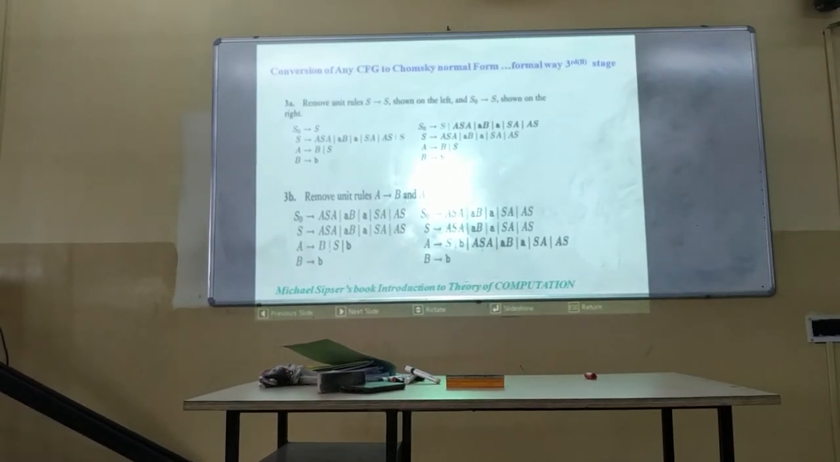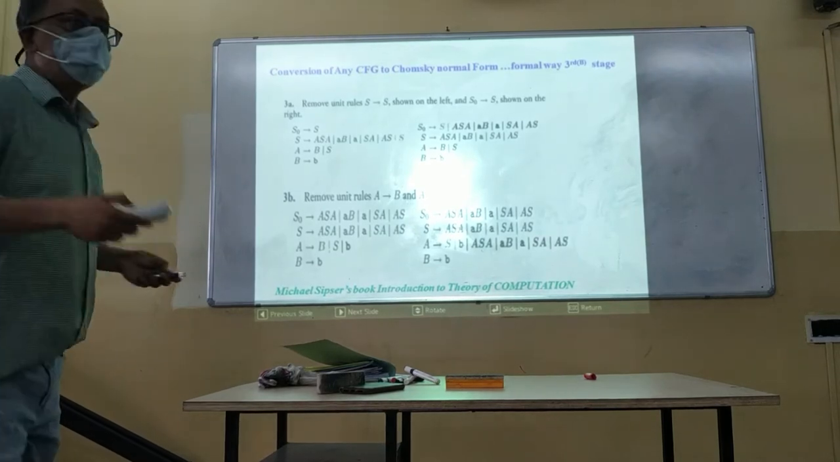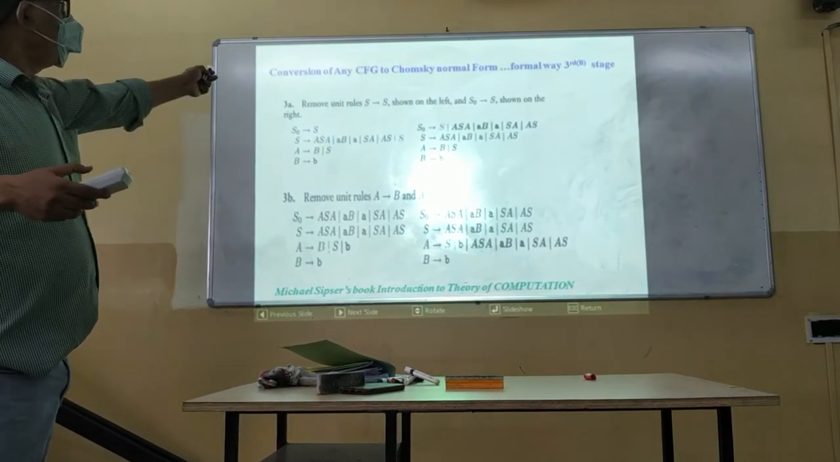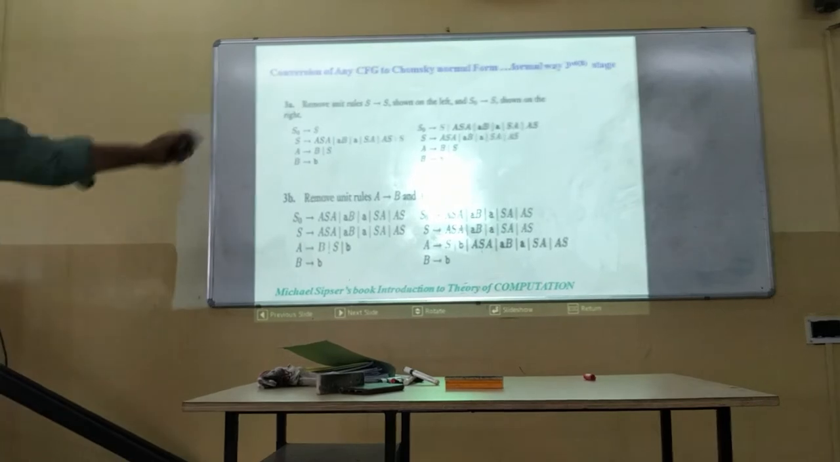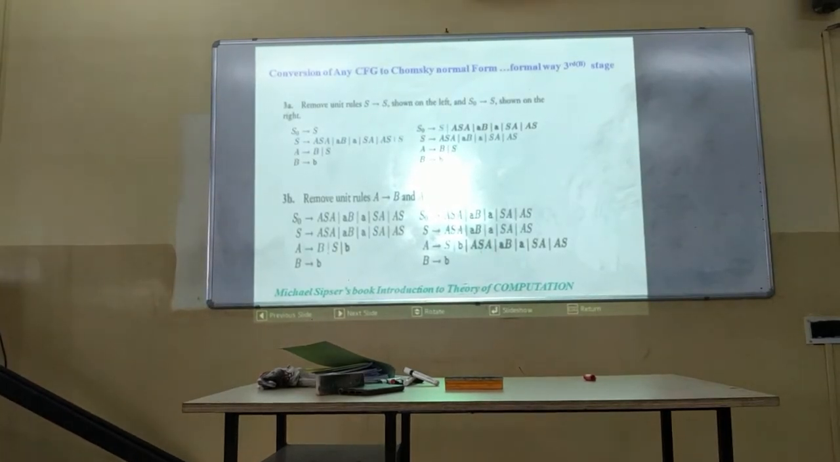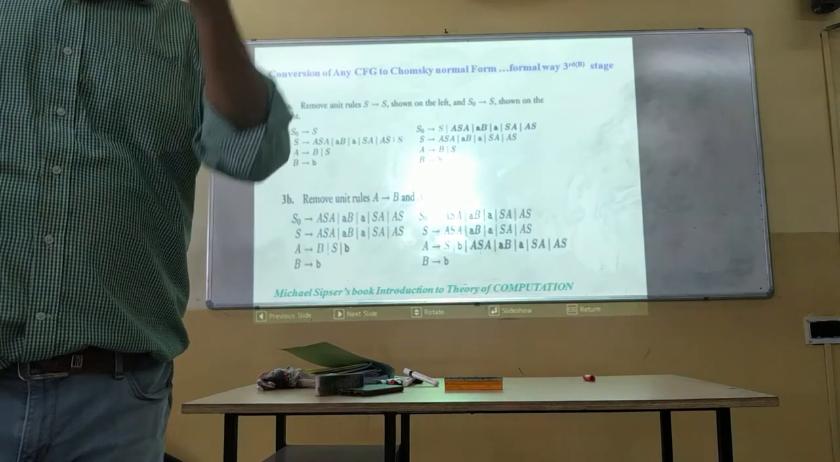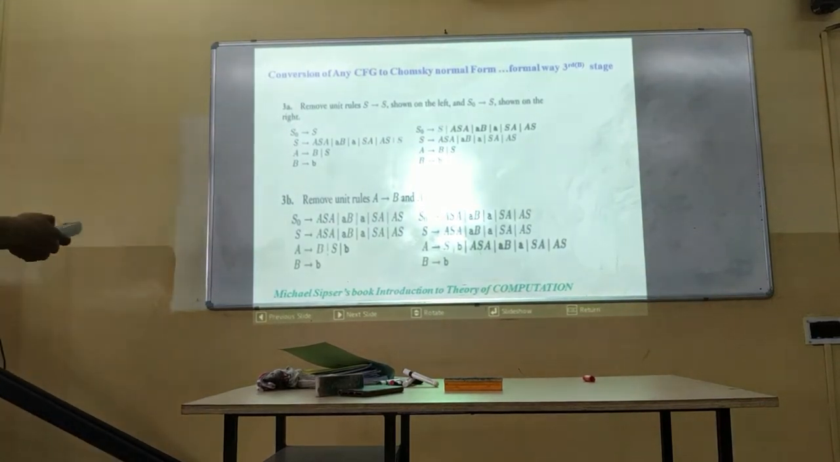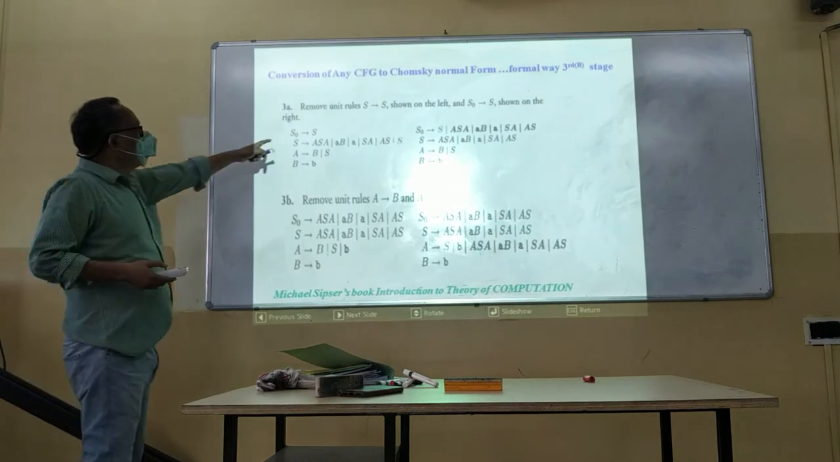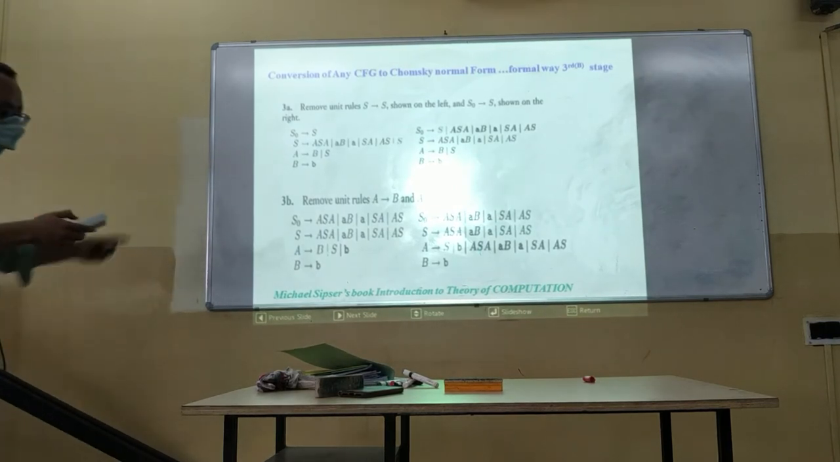Conversion, this is one example of how to convert. Next time we do this, please read how to convert any context free grammar to Chomsky's normal form. Like I have seen in one example, in non-deterministic automata to deterministic automata, we take a new start state. Here also we will take a new start symbol. Okay, this I will clear.